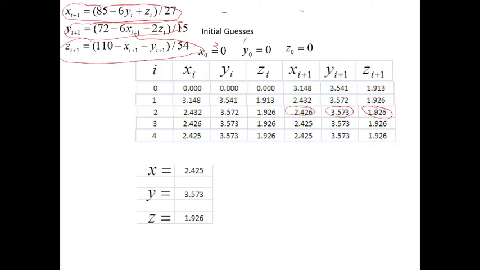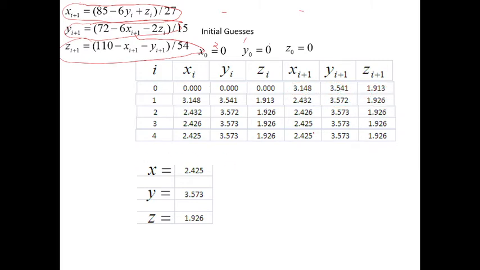So, ganun ang Gauss-Seidel. Sa first iteration, for i equals 0, makukuha mo na yung x1, y1, z1. Then, second iteration, for i equals 1, makukuha mo yung x sub 2, y sub 2, z sub 2. So, third, fourth, fifth iteration. Hanggang fifth iteration tayo.